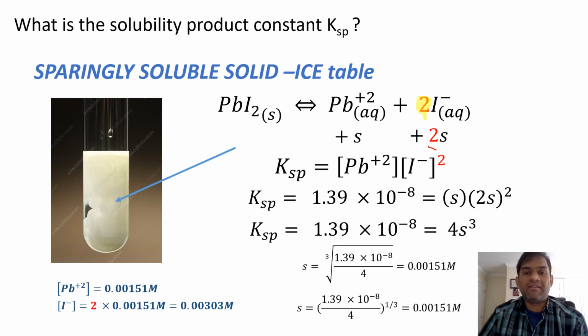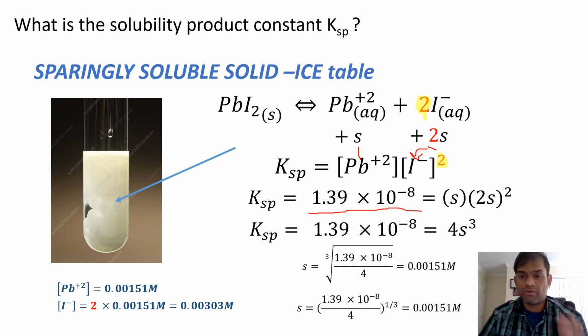So plugging that into our equilibrium equation for Ksp, it's going to be [I⁻] squared, right? I want to bring your attention that the square comes from the fact that we have two I minuses. So we're going to put in S for Pb²⁺, and 2S now for I⁻.